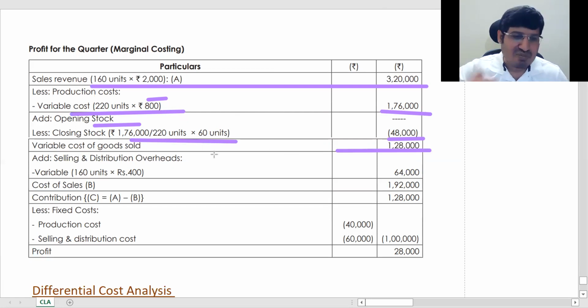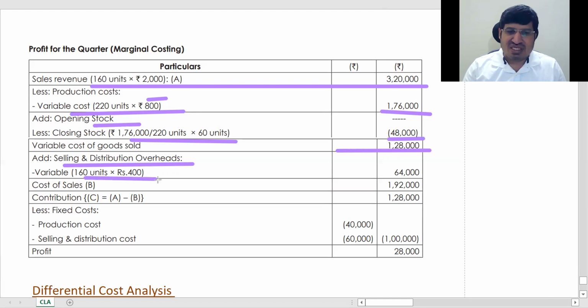This will be simpler because we know the structure. This is the variable cost, then add selling and distribution overheads, which is the variable part. 160 into 400 gives you this. So this is your cost of sales. There is the opening and closing stock addition, but it's based on marginal cost. But in the decision-making problems we do, this part is ignored.